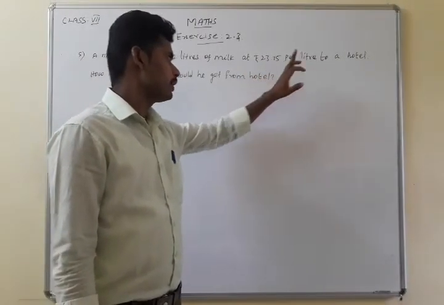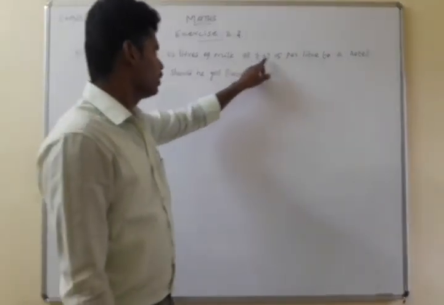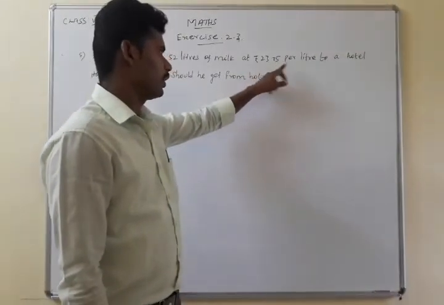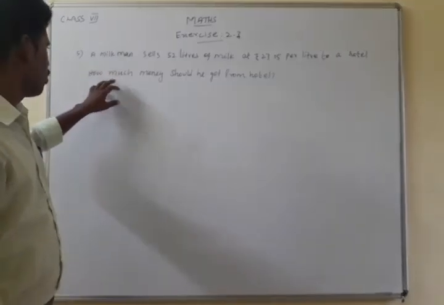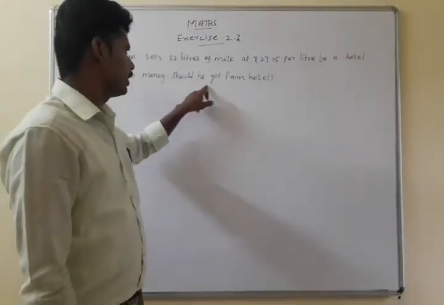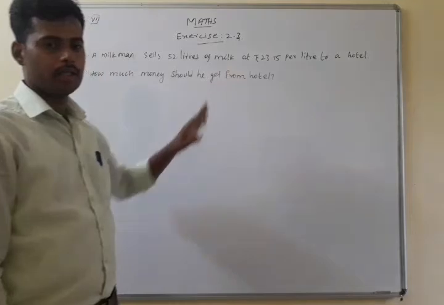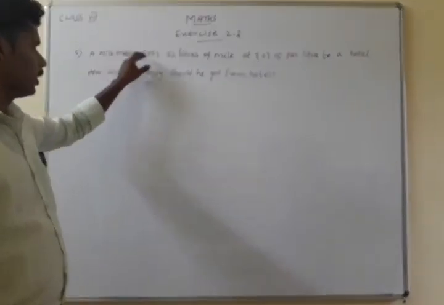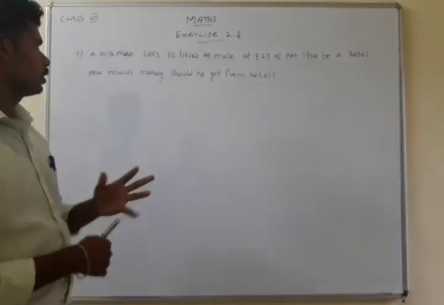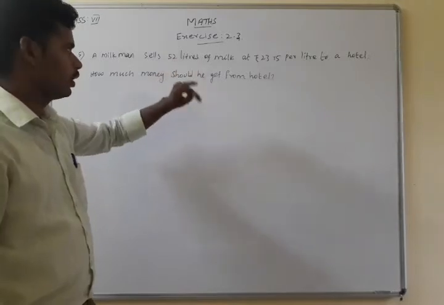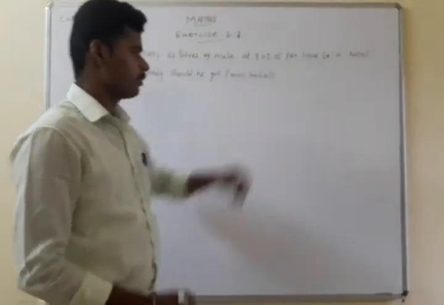Next question. A milkman sells 52 liters of milk at rupees 23.75 per liter. 1 liter of milk is rupees 23.75. How much money should he get from the milk? The milkman sells 52 liters. 1 liter cost is 23.75.